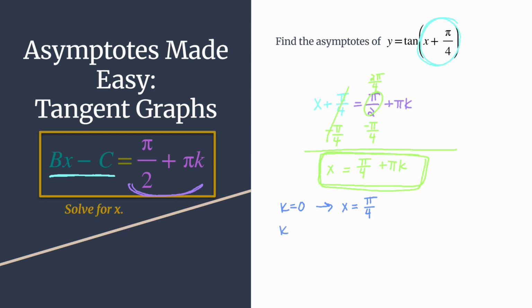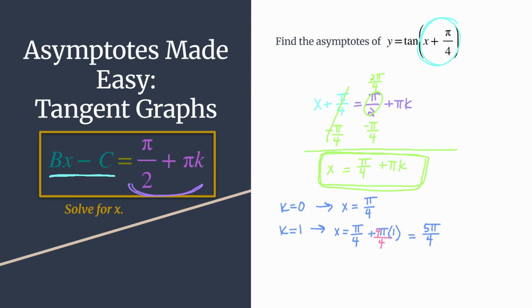All right, let's say we wanted to find when k equals 1. All we do is substitute in a 1 for k, easy enough. Once you do this a few times, it should become very, very easy. We have plus pi, of course, times 1. So when we want to add this together, go ahead and get a common denominator: rewrite pi as 4 pi over 4. You can see 1 pi over 4 plus 4 pi over 4 is going to be 5 pi over 4. So there's another vertical asymptote at x equals 5 pi over 4.